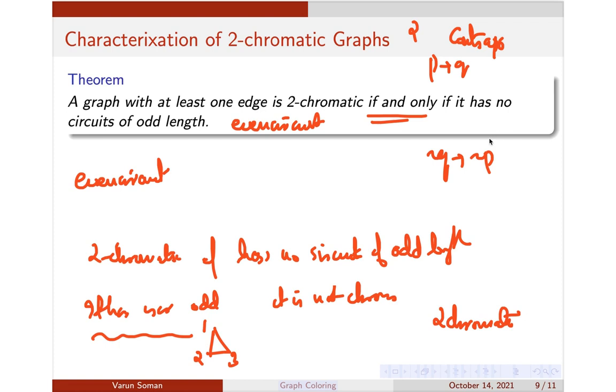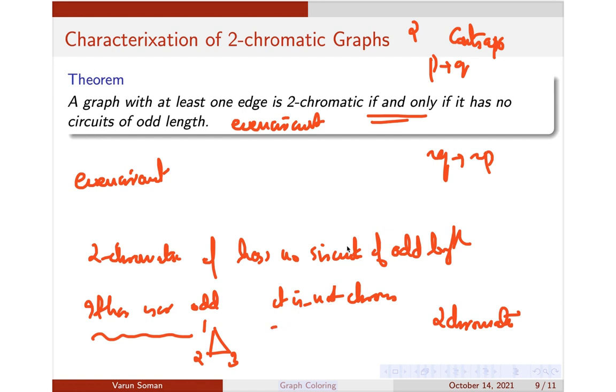Okay, so that result we will be proving using the contrapositive method. That is, I'll assume that the graph has circuits of odd length. I'll show that it is not two chromatic. It's very simple. Because if it has circuits of odd length, you know already that it is three chromatic. So at least three colors are required. Therefore, it is not two chromatic. So that one is actually easy to prove.